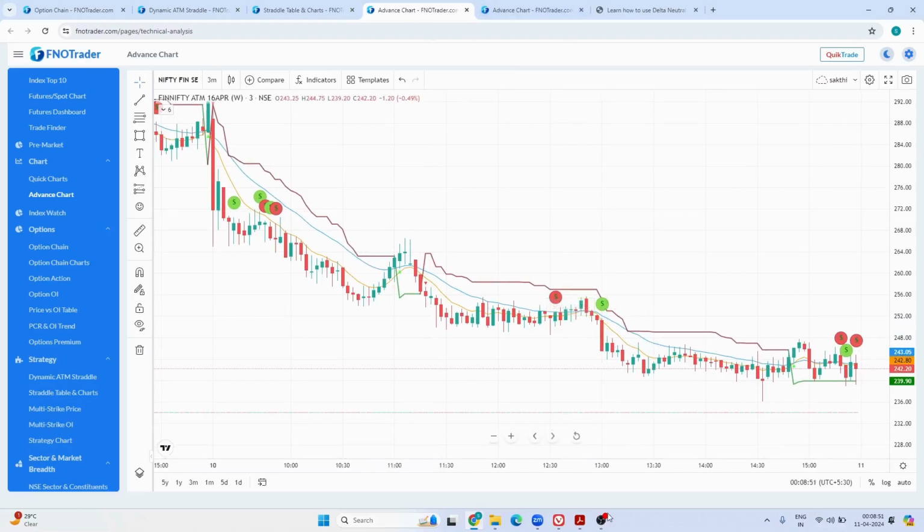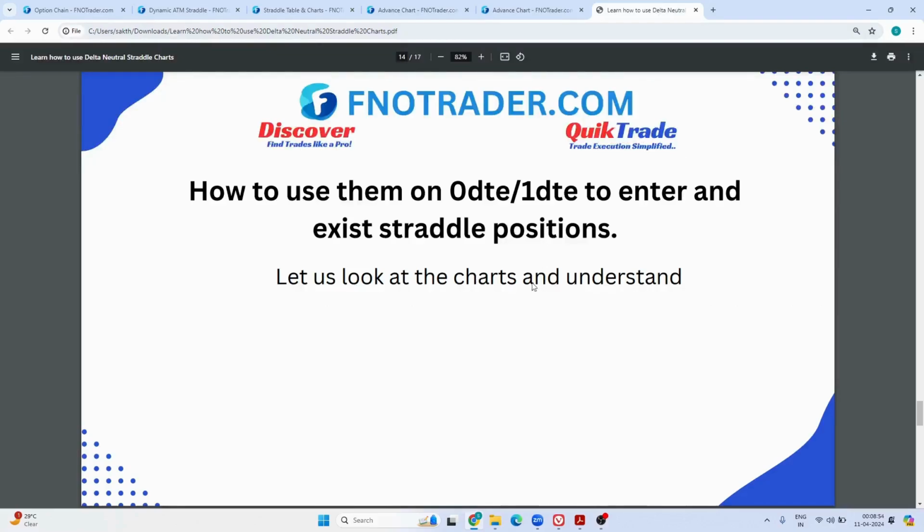Let's come back to where we were. We looked at how to use them on an expiry day or 1 day to expiry. 0 DTE means 0 days to expiry. 1 DTE means 1 day to expiry. We understood how to enter, exit a straddle position. Okay, I see a spelling mistake here. It should be exit or re-enter a straddle position and what strike to select. So you not only know when to enter and exit, we also know which strike to enter and which strike to exit and which strike to re-enter.